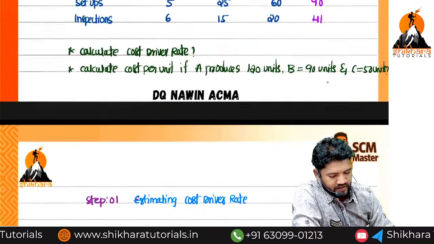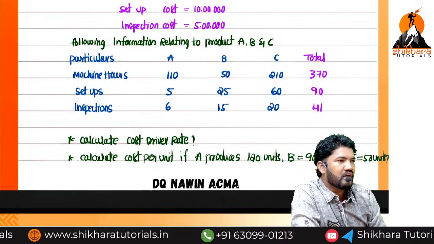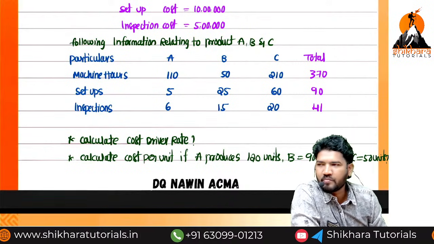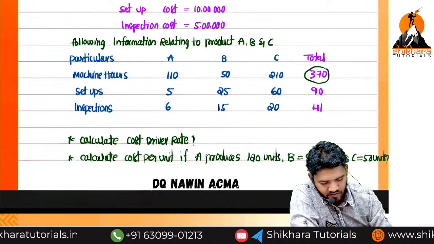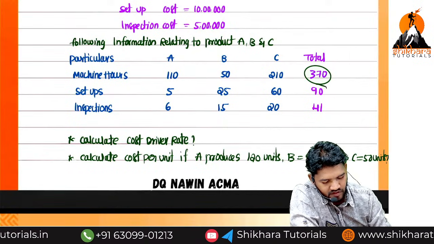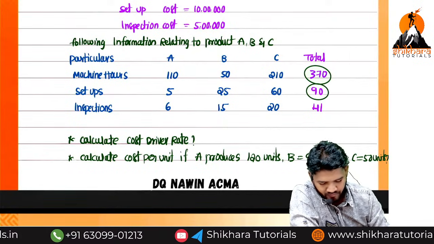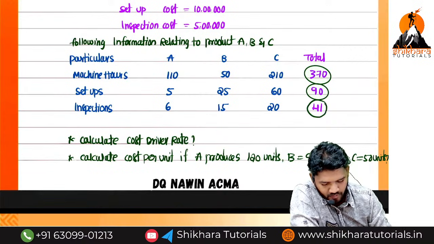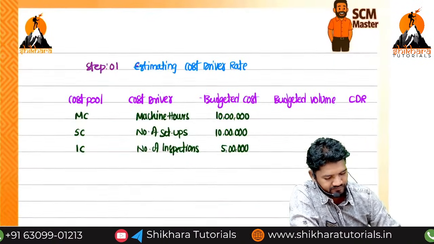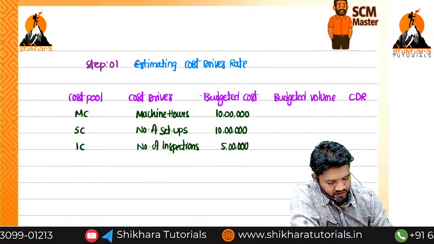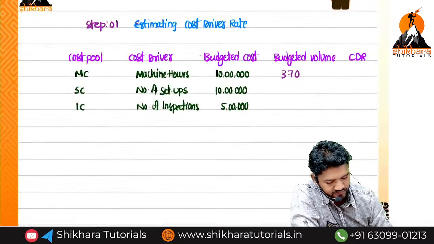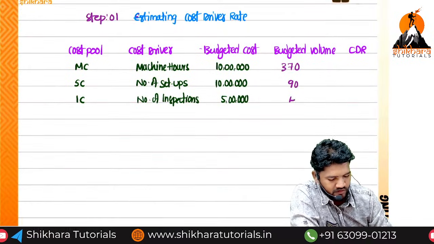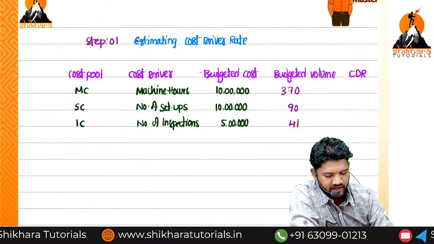See, there is a point you have to understand. Total of activity is nothing but budgeted volume here. Clear? So this 370 is the budgeted volume of machine hours. This 90 is the budgeted volume of setups. This is the budgeted volume of inspections. 370 hours, 90, 41. Now we will get the cost driver rate.